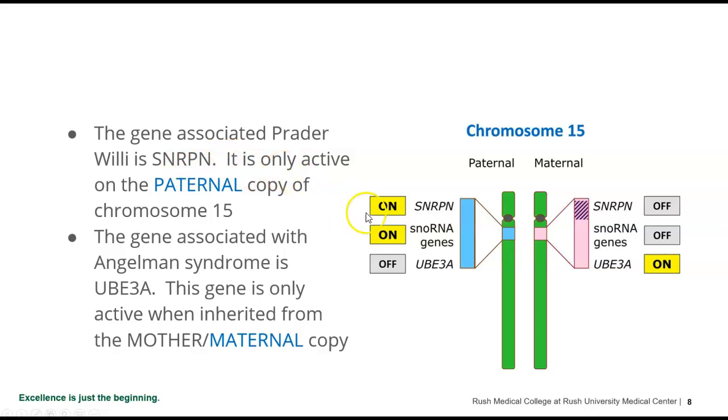And this is only active when it comes from the father. And the gene associated with Angelman syndrome is UBE3A, and this is only active when it comes from the mother. So, here's the dad's copy. The SNRPN is on, the UBE3A is off. In the mom's, the SNRPN is off and the UBE3A is on.